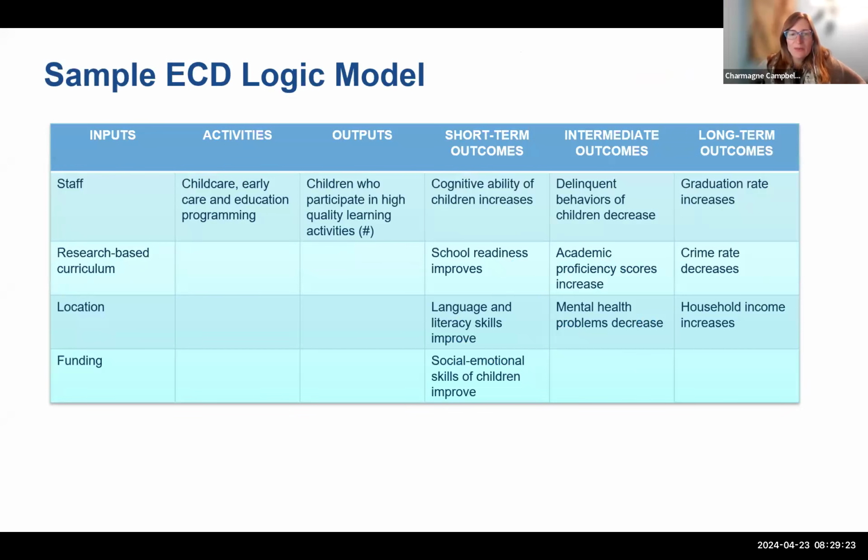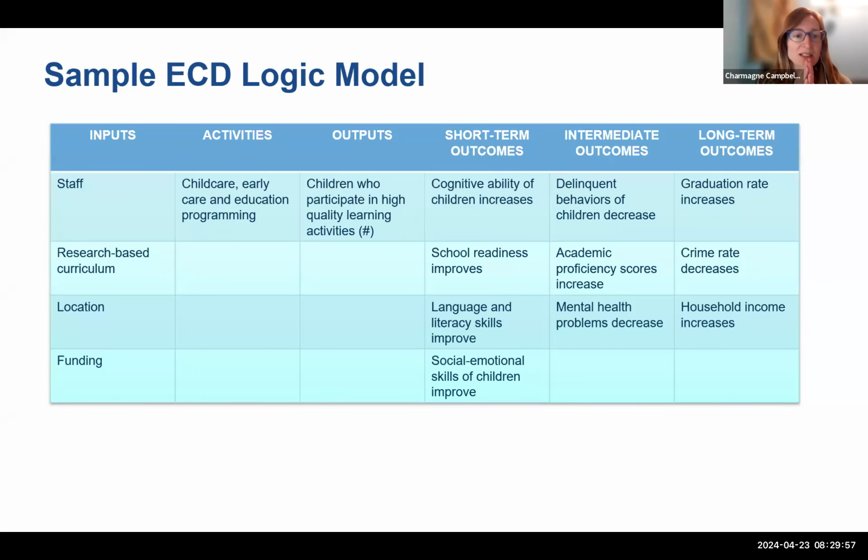Okay, so we are going to try to put this in the context of early childhood development for you now, by just thinking about ways that what we might traditionally see as an early childhood development model could be transformed into more of a systems map. And so here we've just created a sample logic model that has what the traditional inputs are: staff, research-based curriculum, location, funding.